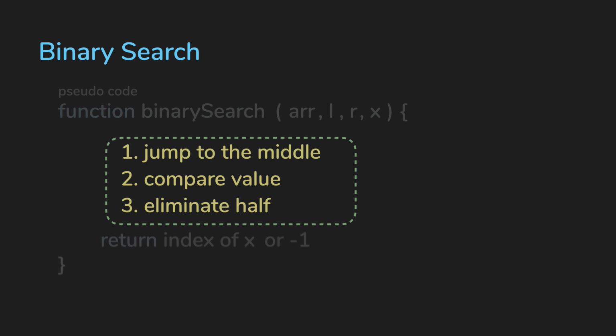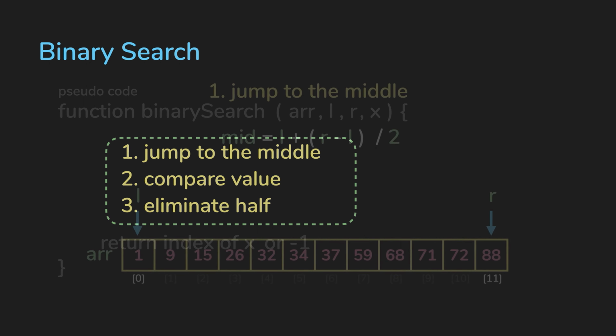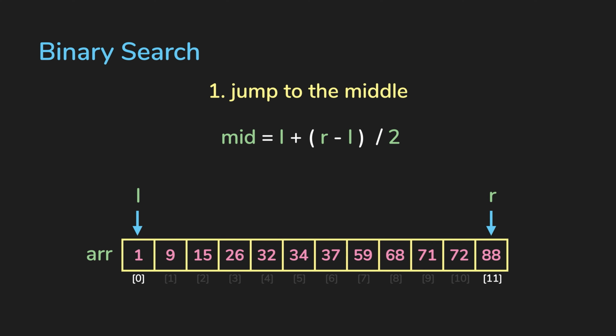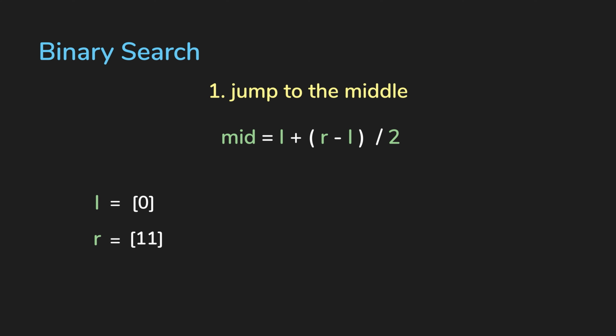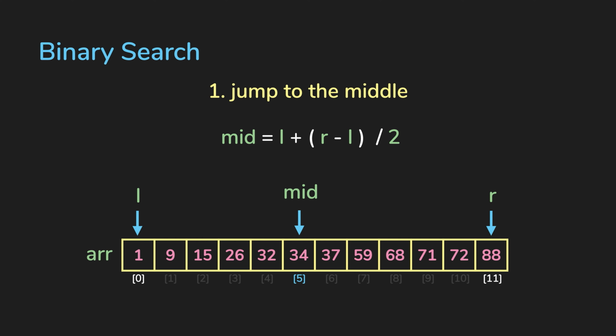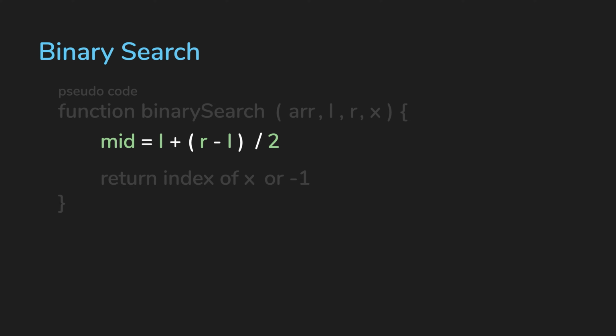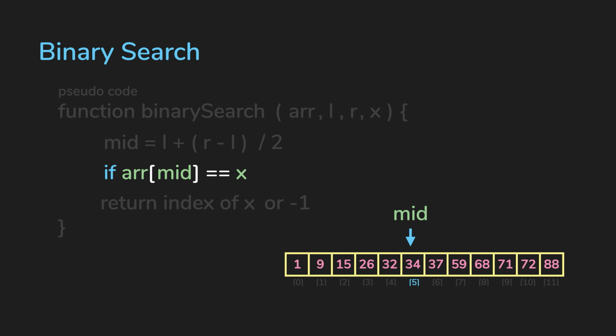Like I explained before, to do the binary search, we need to jump to the middle, compare the value, and eliminate the left or right half of the array, and then repeat. First, let's get the middle index. We can calculate the middle index based on the left and right index. Even if we have an even number of elements in the array, it will round down when we divide by 2. Next, let's compare. If the value in the middle index is what we are looking for, then we'll just return it and end the process.